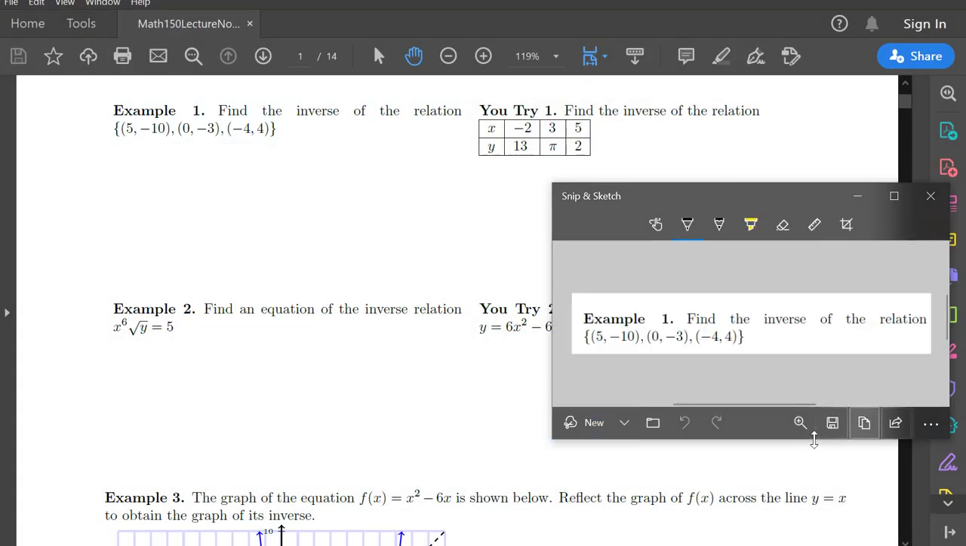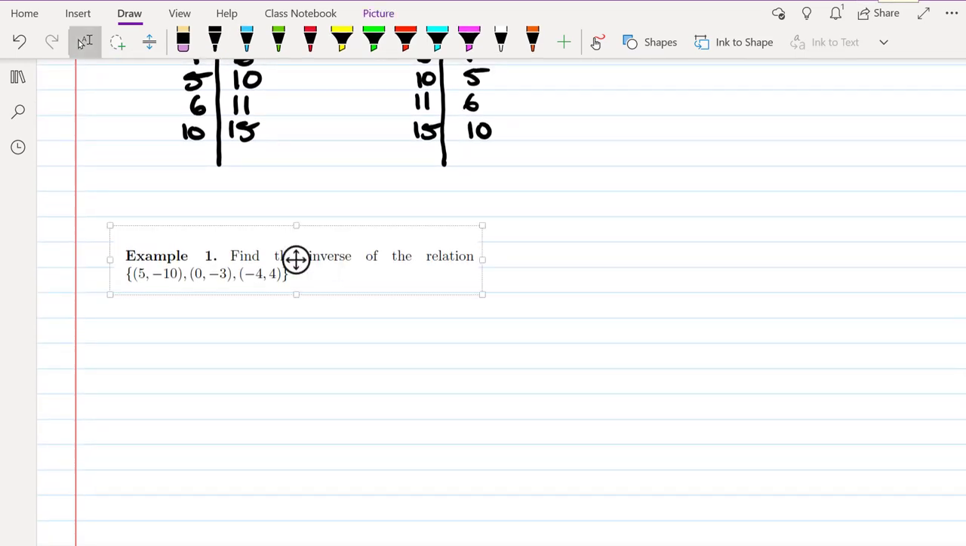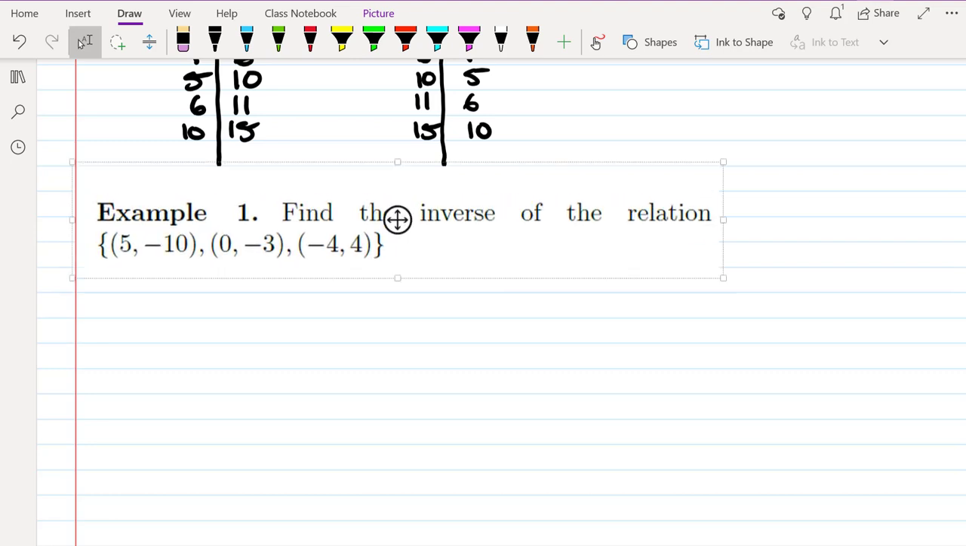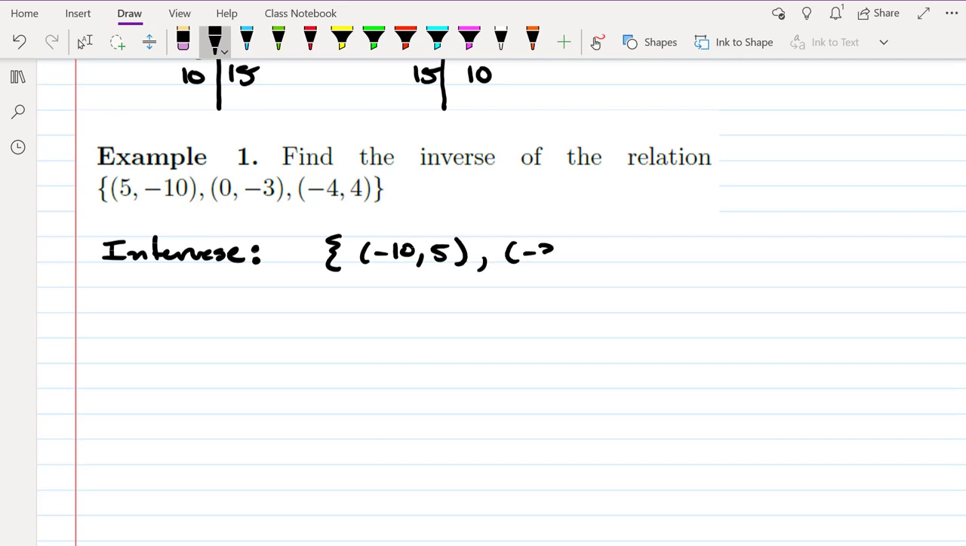Alright, so let's take a look at this relation that we have right here. It says find the inverse of the relation, and we have the set of ordered pairs (5, negative 10), (0, negative 3), and (negative 4, 4). So to find the inverse, we interchange all of our inputs and our outputs. So our first ordered pair becomes (negative 10, 5). Our second ordered pair becomes (negative 3, 0). And our last ordered pair becomes (4, negative 4).